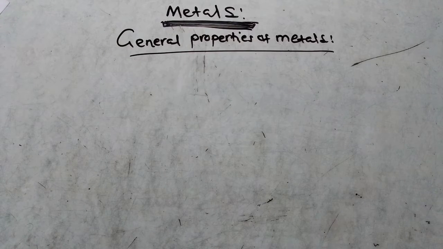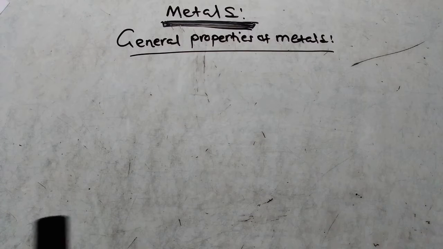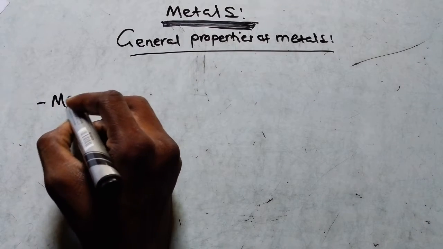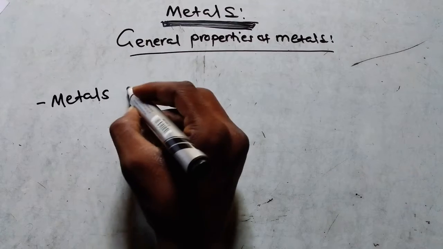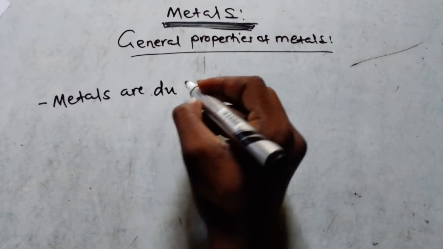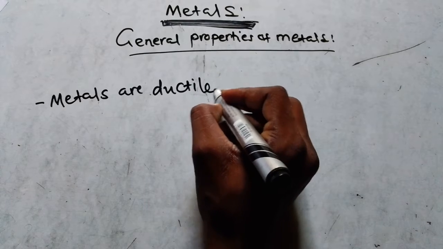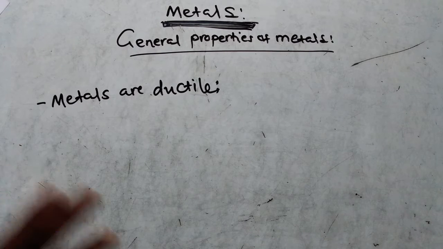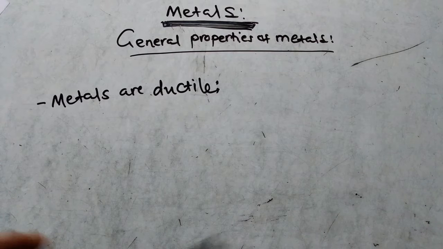So now, first we are going to look at the general properties of metals. So what are the properties of metals? One, metals are ductile. What do I mean when I say metals are ductile? Metals are ductile in the sense that they can be easily drawn into wires without being deformed.